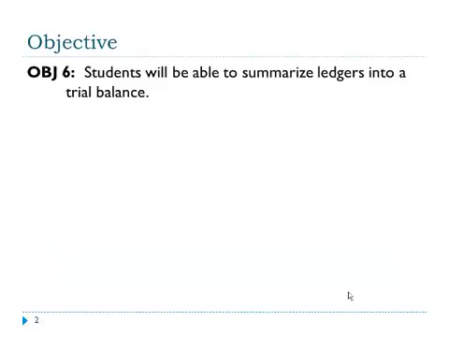Welcome to Objective 6 in Unit 1 of Accounting 3310. In this objective, we're going to take a look at another step in the accounting information system process. Once we have a set of ledgers, we next will put them into the form of a trial balance. Our objective here is for you to be able to summarize ledgers into a trial balance and to see how a trial balance is used in an information system.